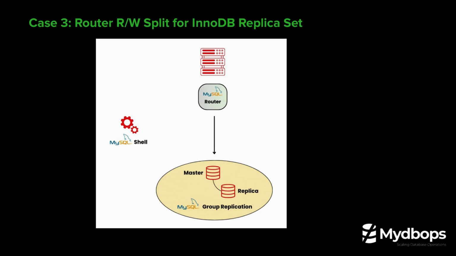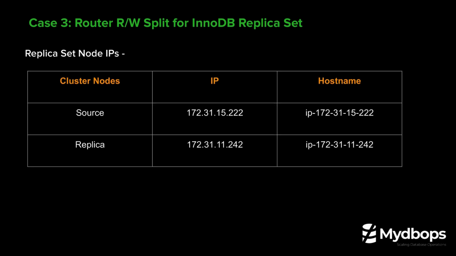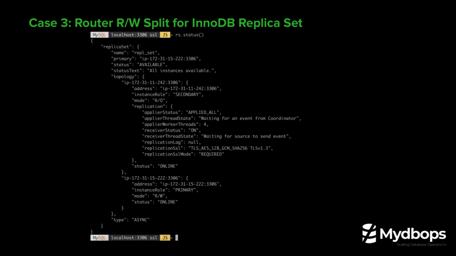In this replica set, using the MySQL Shell admin API, we can easily configure a master and a replica. We can configure n number of replicas, and they will be managed by the admin APIs. In this environment, I have taken one source and one replica. This is the output after configuring the replica set. You can see the first server is online and it is a primary server, and the second server is a secondary server.